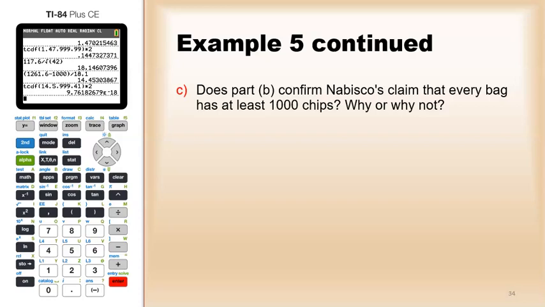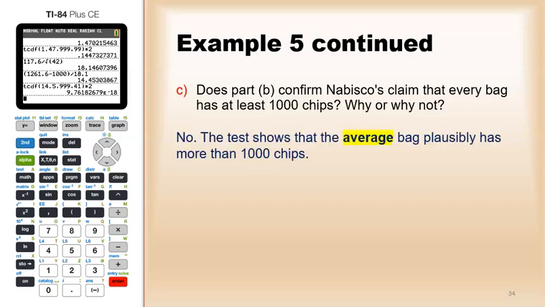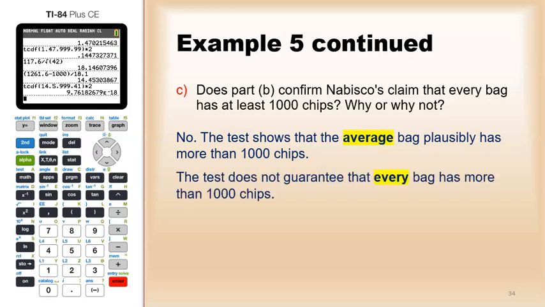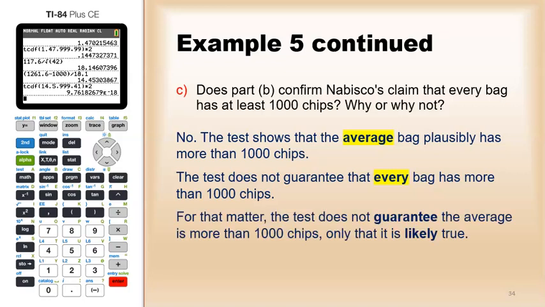Well, as far as every bag, no. The test shows that the average bag plausibly is more than 1,000 chips. The test does not guarantee that every bag has more than 1,000. So, this test does not give us anything about the minimum. It just tells us the average. For that matter, the test does not guarantee the average is more than 1,000, only that it is likely to be more than 1,000.